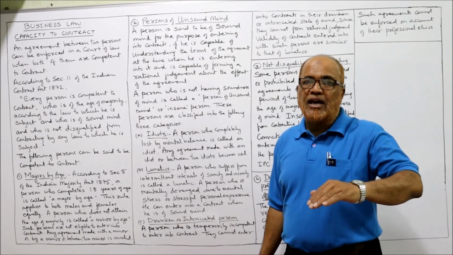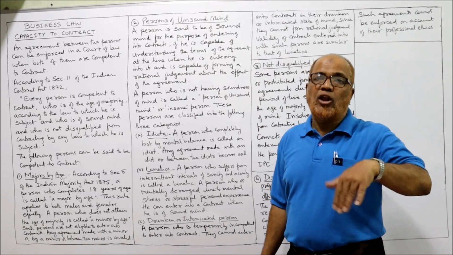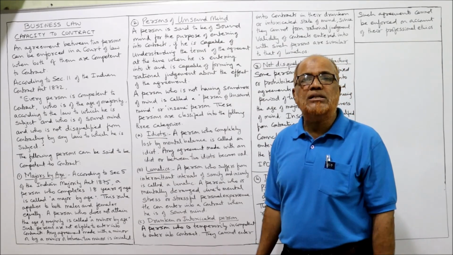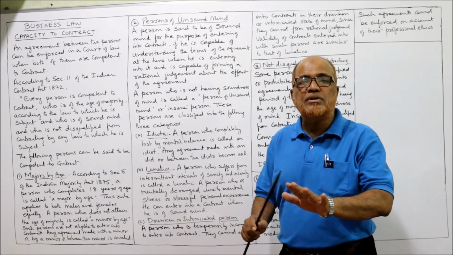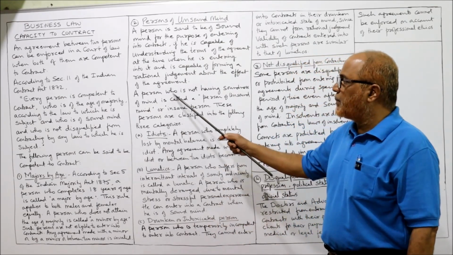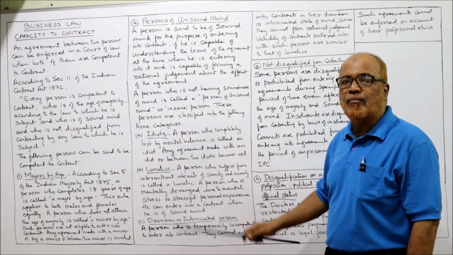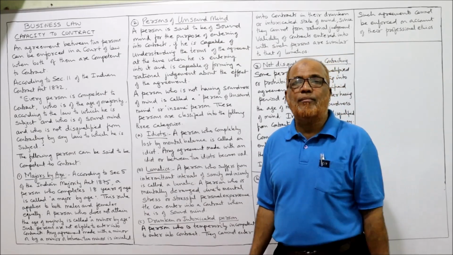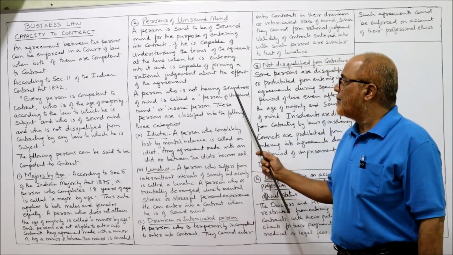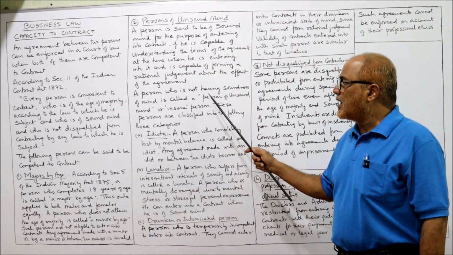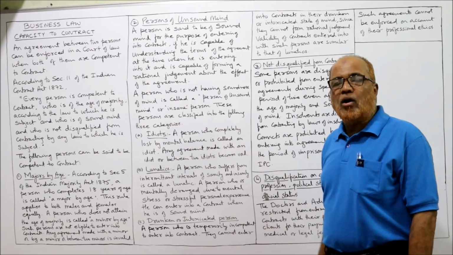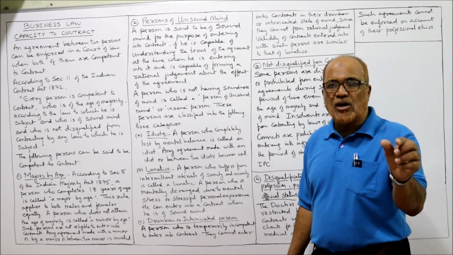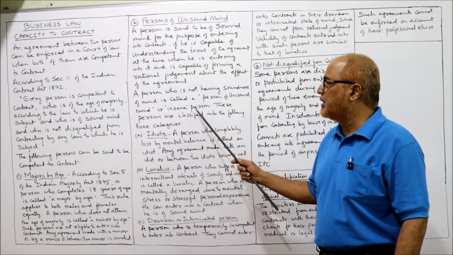So if a person cannot understand, cannot form a rational judgment, he is called an unsound person. An unsound person cannot enter into contract. A person who is not having soundness of mind is called an unsound person, a person of unsound mind, or also an insane person. Person of unsound mind or insane person means the same.